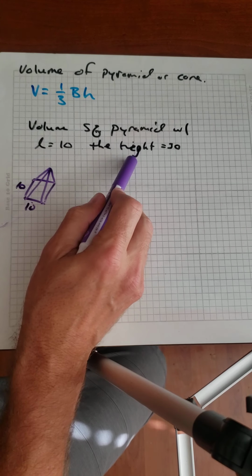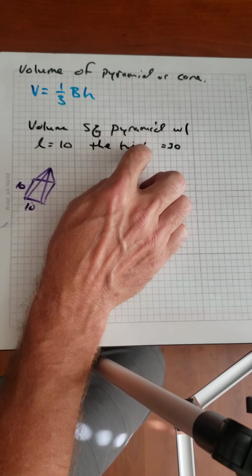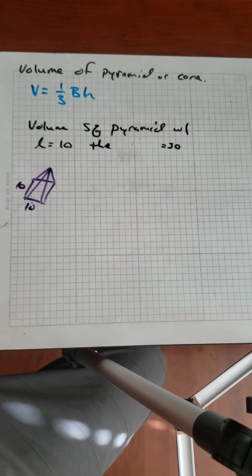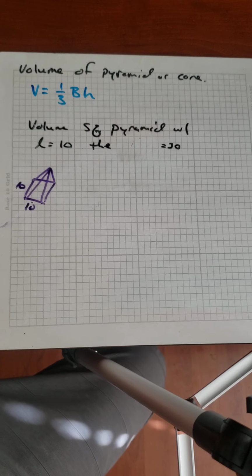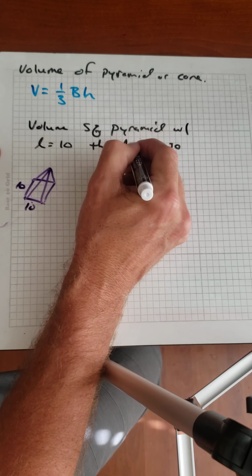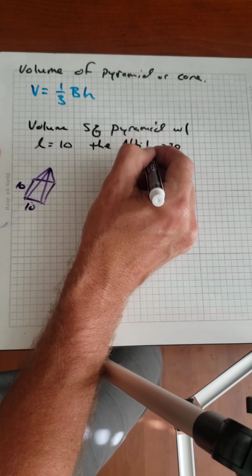And for this height, what we're talking about there, actually, I should have said, it would have been better, would have been the altitude. Okay, the altitude or vertical height.